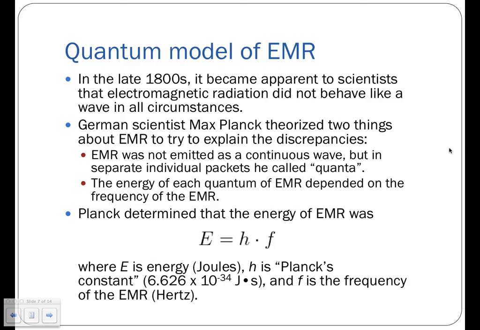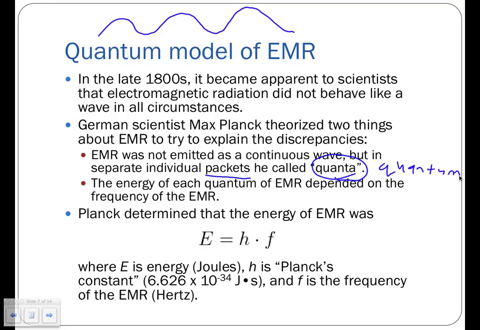So there was a German scientist named Max Planck who theorized two things about electromagnetic radiation to try to explain these discrepancies. The first one was that electromagnetic radiation was not emitted as a continuous wave. It's not like a wave that just travels continually on and on and on like that. Instead, it was in separate individual packets that he called quanta, Q-U-A-N-T-A. That's the plural. The singular is quantum.